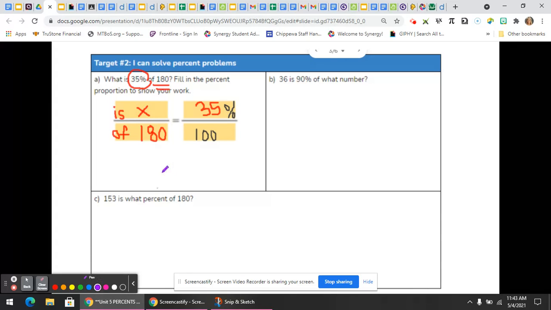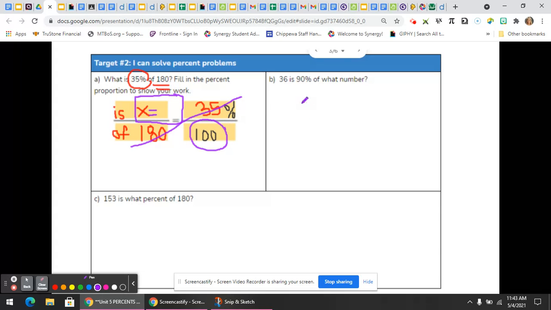Here's where you're going to use the cross products to help you solve. On your calculator, you're going to go 180 times 35 equals, and then divide by 100. That will give you your solution, and you will have your x equals. I like to just put a box, or you can put another circle around it. That will help you find your solution.